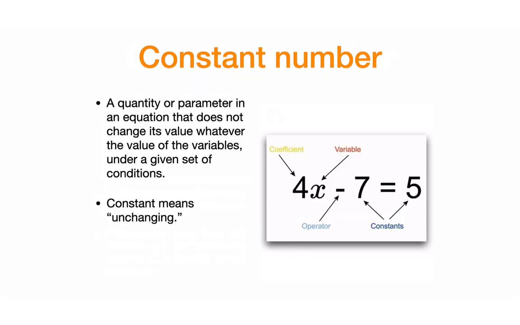Constant number. A quantity or parameter in an equation that does not change its value whatever the value of the variables, under a given set of conditions. Constant means unchanging.